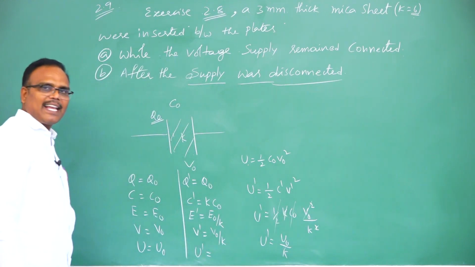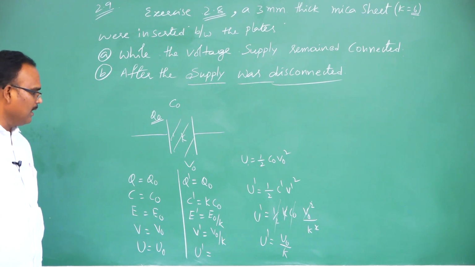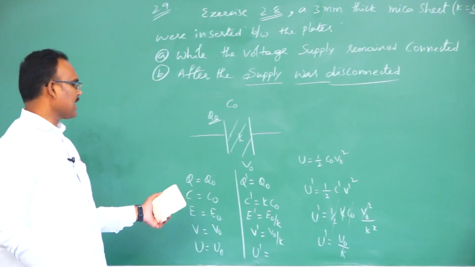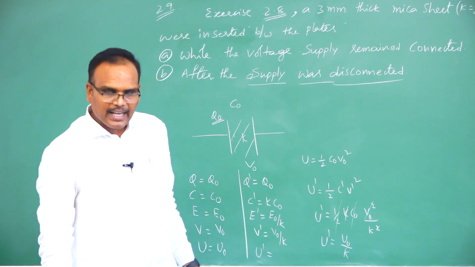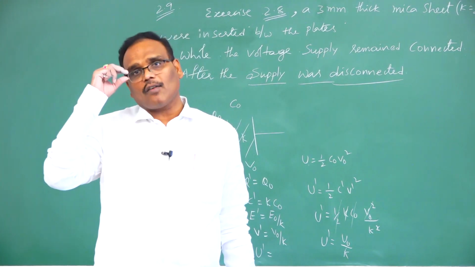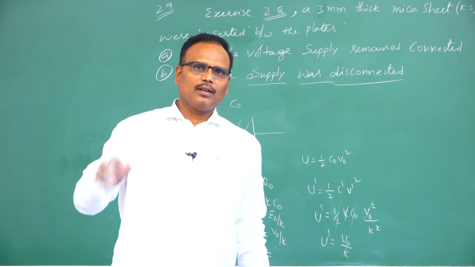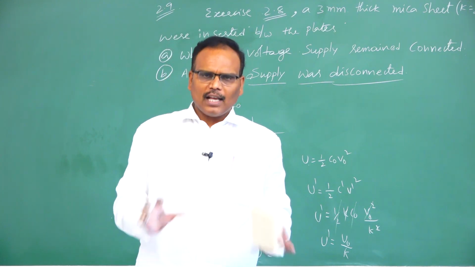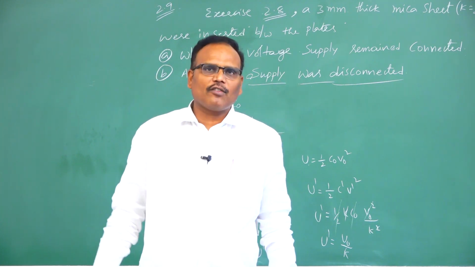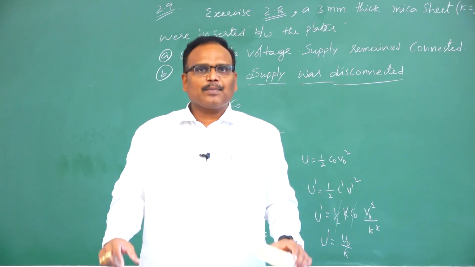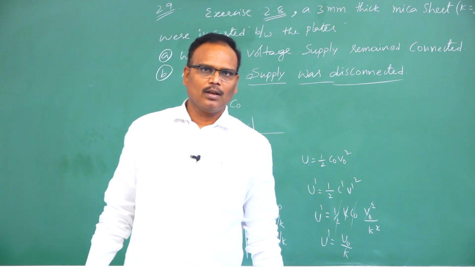Energy decreases by K times. Okay, this is very important. This is how charge, capacitance, field, potential and energy will change by introducing a dielectric slab in the absence of external source, in the absence of battery. Okay, these are two very important points: how the effect of dielectric plays on a capacitor in the presence of a cell, and in the absence of a cell.